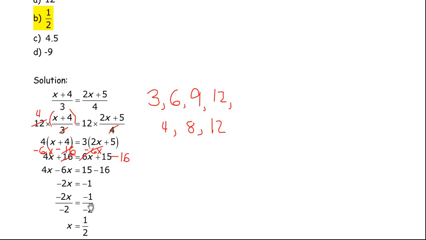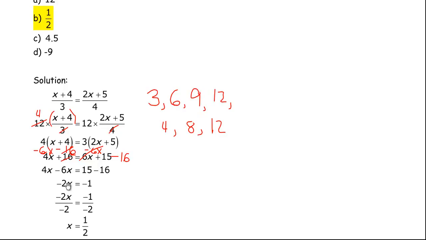And what I'm left with on the left is 4x minus 6x, and on the right I got 15 minus 16. And of course 15 minus 16 is negative 1. 4x minus 6x is minus 2x. 4 minus 6 is negative 2.